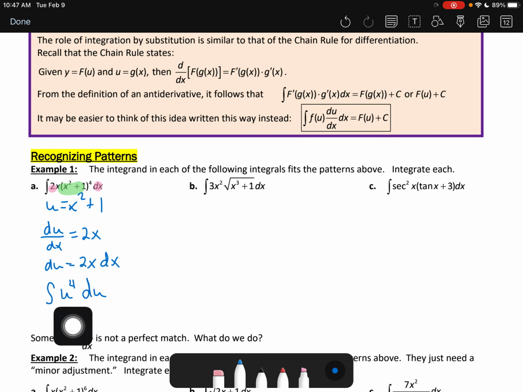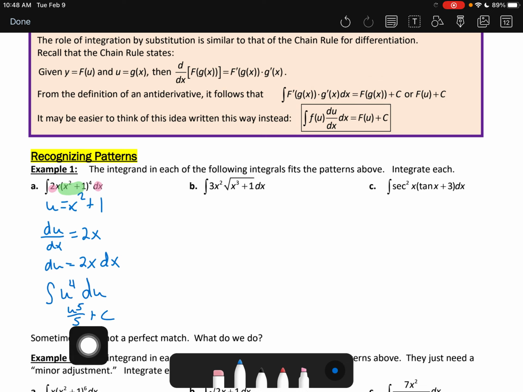Now I've got just the antiderivative of u to the fourth du instead of all of this. So now I can integrate this, and there are no products or anything in there, because as I did my derivative, it fit exactly into what I have right here. When I integrate this, I have u to the fifth over 5, or 1/5 u to the fifth, plus c.